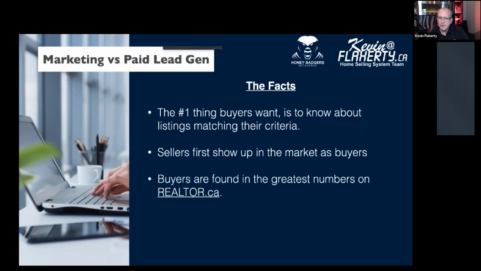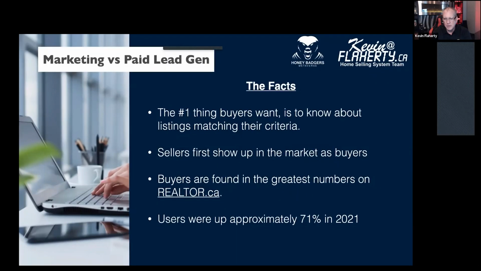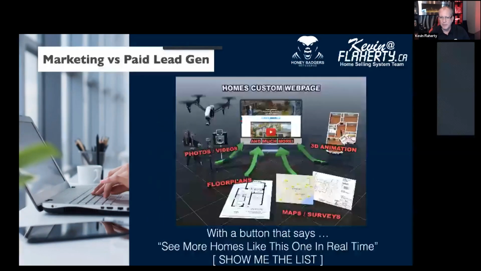The buyers are found in the greatest number on realtor.ca. By the way, usage on realtor.ca was up 71% in 2021, and that's a record we hit in 2021. We had 1 million visitors in just one day. So basically the buyers are at realtor.ca. We know what they want. We also know that it includes the sellers. So what can we do with that? How can we extract from there?